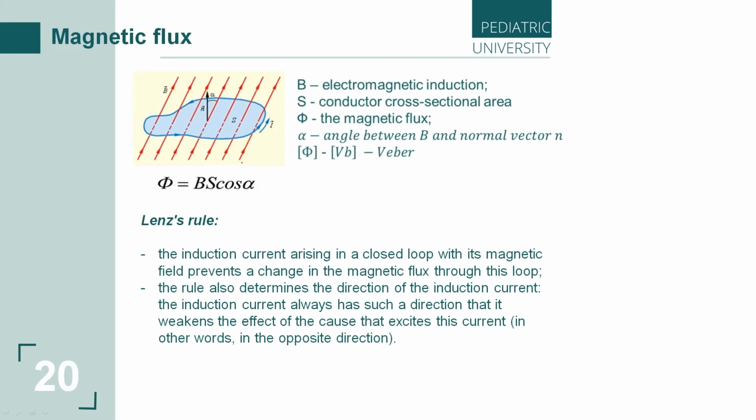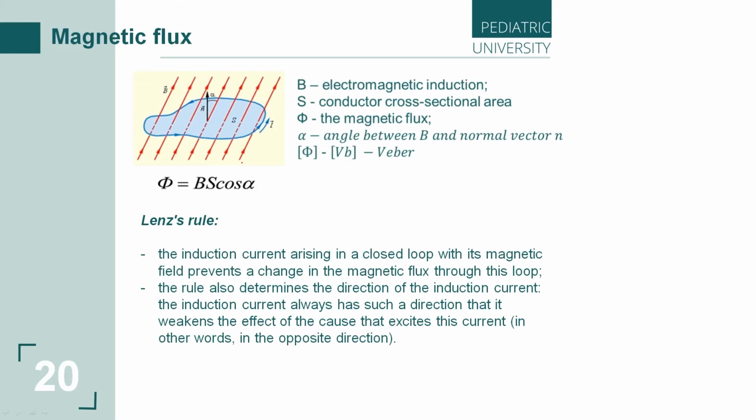What is this? The induction current arising in a closed loop, with its magnetic field, prevents a change in the magnetic flux through this loop. And Lenz's rule also determines the direction of the induction current. The induction current always has such a direction that it weakens the effect of the cause that excites this current. In other words, it is the opposite direction.